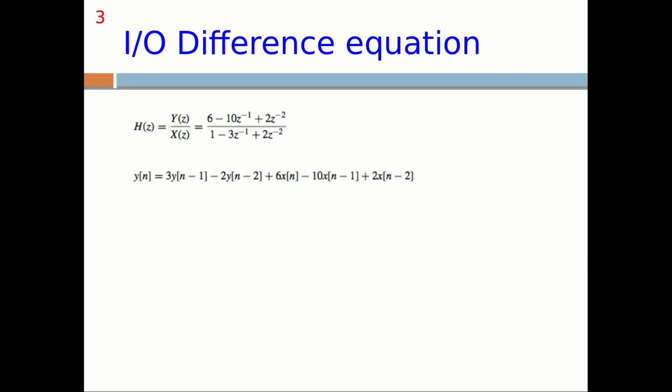So we saw that given an H(z), we can write it as Y(z) by X(z), and then on cross multiplying and applying the inverse Z transform, we get the following relationship. This equation here is called the IO difference equation, which basically shows the relationship between y(n) and the system's previous outputs and inputs.